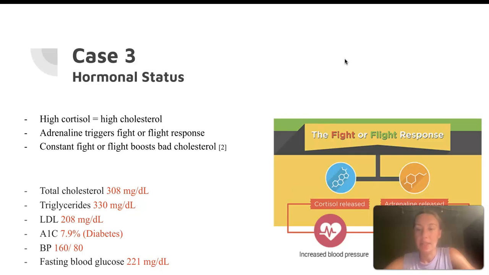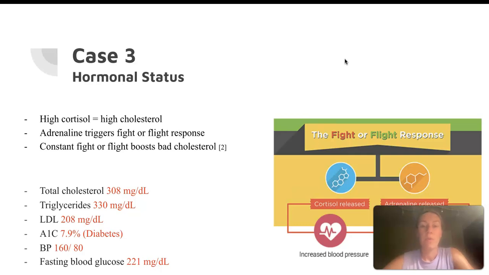And as we can see here in this image, this highlights the relationship between high blood pressure, high cholesterol, and high cortisol and adrenaline in the body. So basically, cortisol is our key stress hormone, and there is a pretty direct relationship between cortisol and cholesterol, and also blood sugar. The more stress that you're under, it's been shown that that can increase your cholesterol and increase your blood sugar levels too.